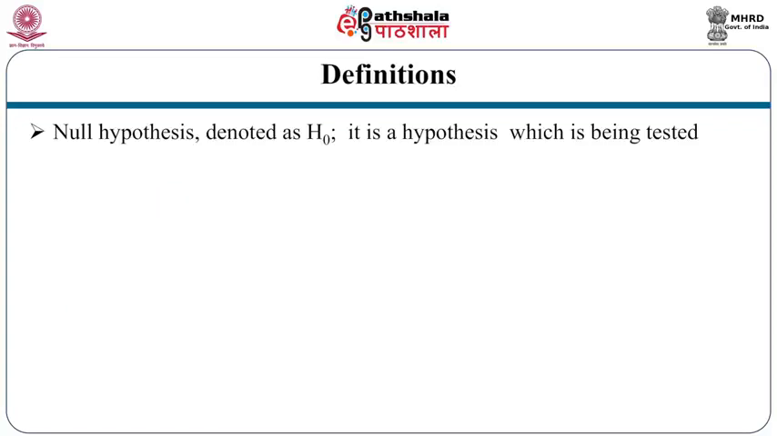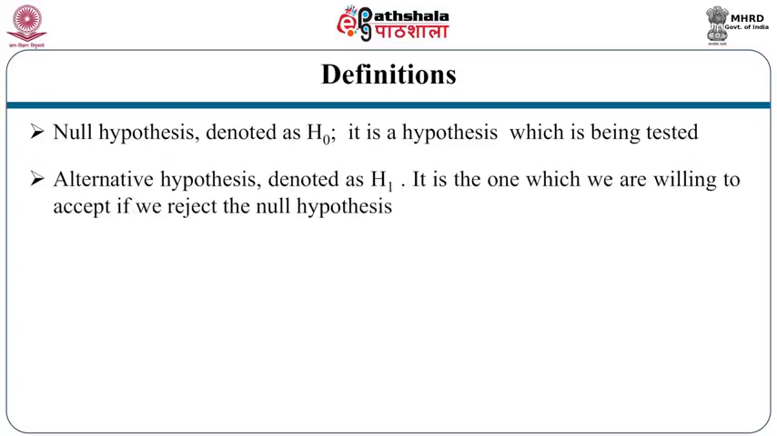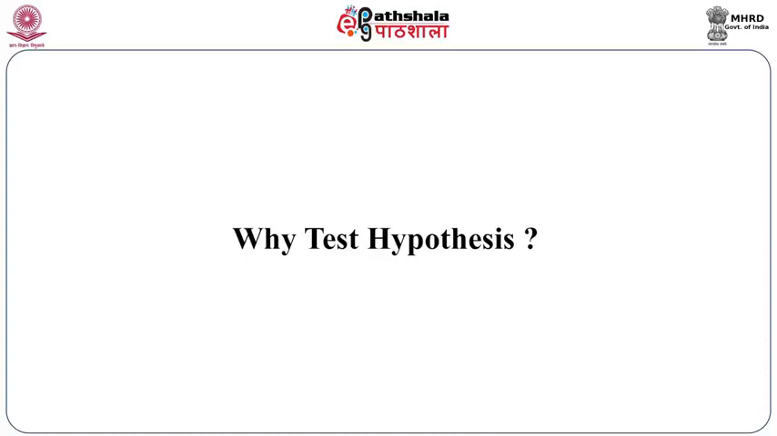Null hypothesis. It is denoted as H naught. It is the hypothesis which is being tested. Alternative hypothesis, denoted as H1, is the one which we are willing to accept if we reject the null hypothesis.